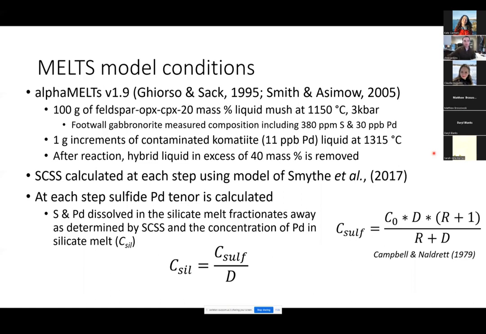And at each step in our model, we calculate the sulfur content at sulfide saturation using the model of Smythe. We also calculate the sulfide tenors at each step, and any sulfur or palladium that's dissolved in the silicate melt is fractionated away, and that's controlled by SCSS and also the concentration of palladium in the silicate melt. And we just simply calculate the palladium tenors using the flow system factor model of Gamble.